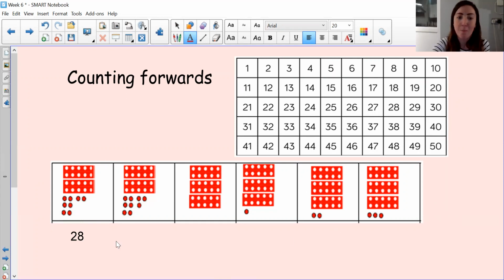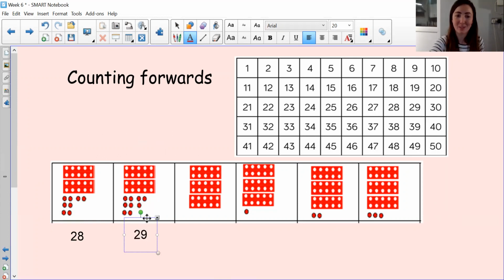Okay, so you might be able to already work out what the next number is going to be. You might know it straight away, or you might have checked on the 100 square. Either way is absolutely fine. But let's also count our representations to check. So we've still got 2 tens, 10, 20, counting on 21, 22, 23, 24, 25, 26, 27, 28, 29.